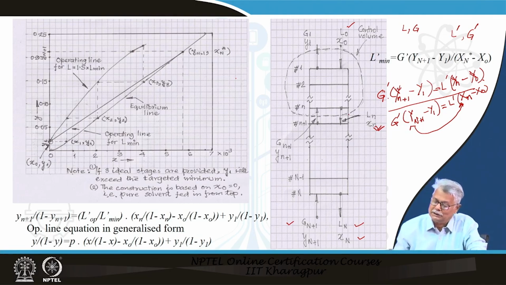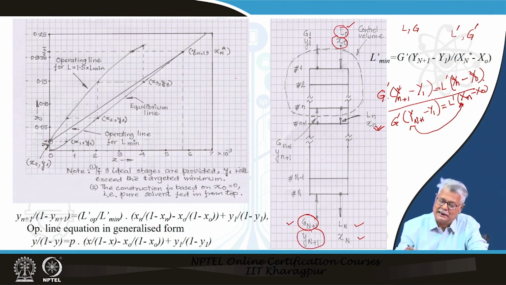And we know also that my G dash and L dash is same all through. In your design problem, what are the things known? My L0 will be known, my X0 will be known, my gas inflow rate will be known, my gas composition will be known, the desired gas composition at the outlet will also be known.